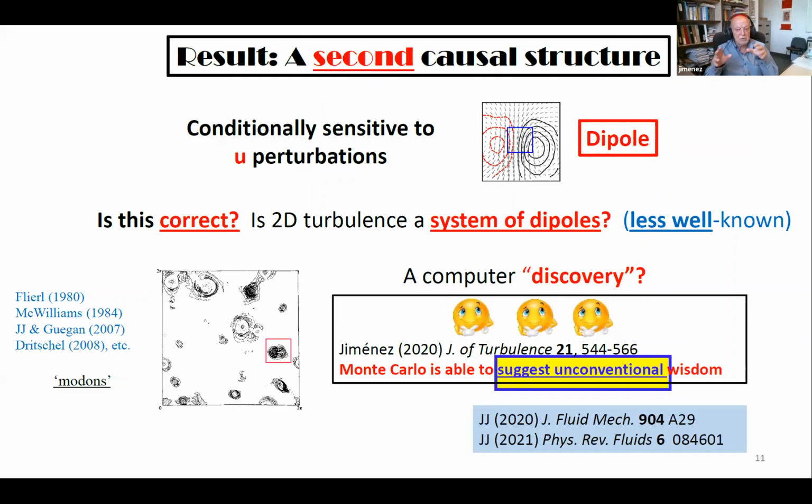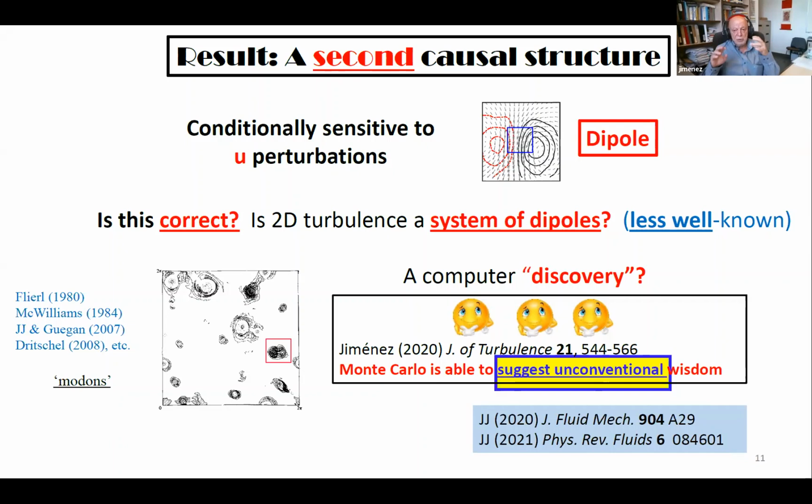That was more interesting to me, and I basically wrote this paper again for this other journal, this longer paper with more statistics, more details on how to do these things. And basically the conclusion is, well, Monte Carlo is not only able to discover conventional wisdom, it's also able to suggest something new. Basically the computer was able to discover something, okay? Not very well. It was not telling me this is what the dipoles do, but it was telling me the dipoles do something.